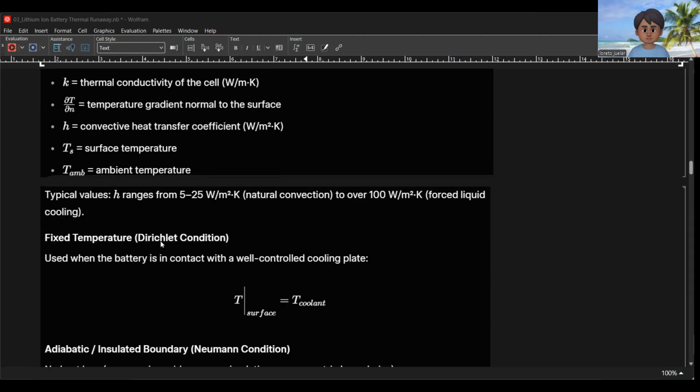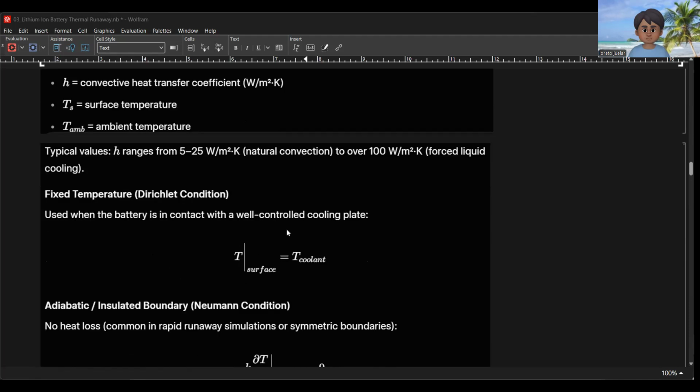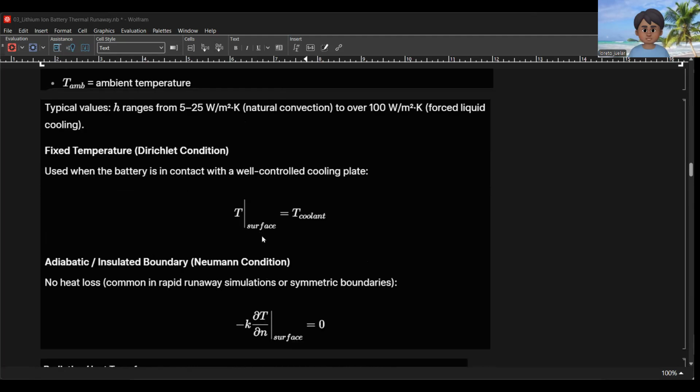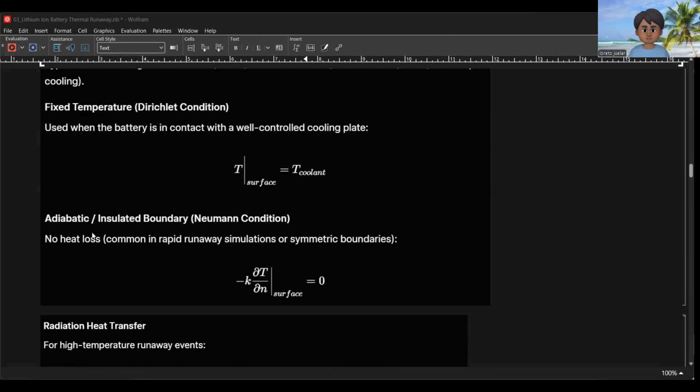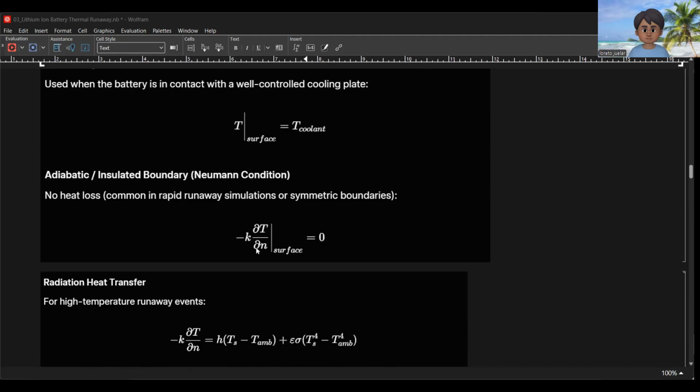We have the fixed temperature. This is for the Dirichlet conditions, used when the battery is in contact with a well-controlled cooling plate. We have T at the surface equal to the coolant temperature. We have the adiabatic insulated boundary. This is for the Neumann conditions, common in rapid runaway simulation or symmetric boundaries. So the partial of the temperature with respect to n times negative k is equal to 0 here.